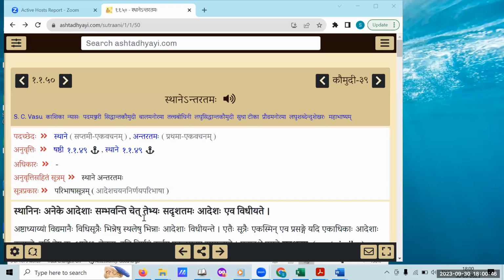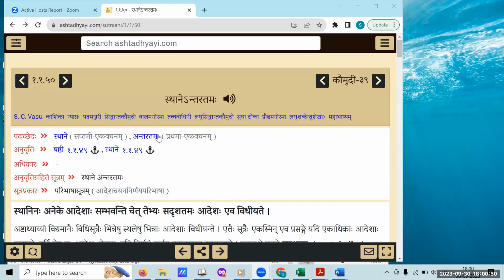So, in the Ashtadhyayi, I'm looking at Sthane Antara Tamaha. Swami, yeah, I understood that. I'm not sharing it. Correct. I'm going to share it in a minute. Give me a second. Okay now? Yeah. Good. Okay.